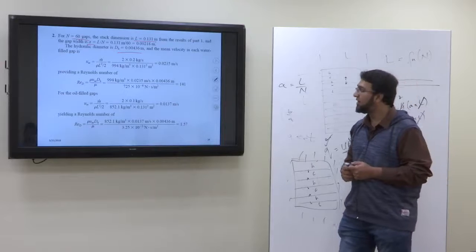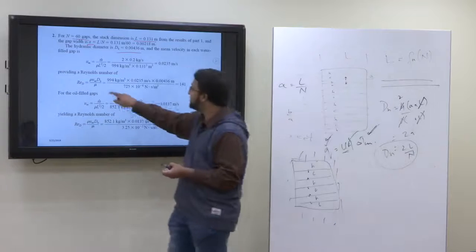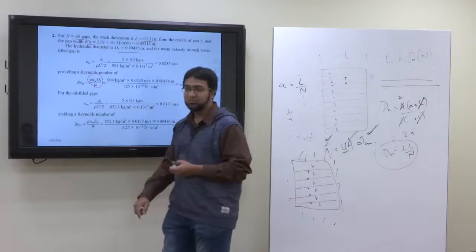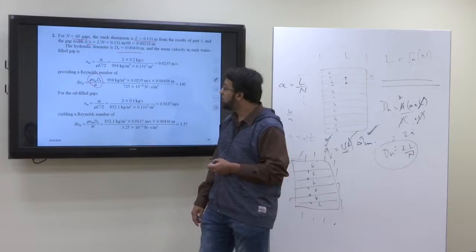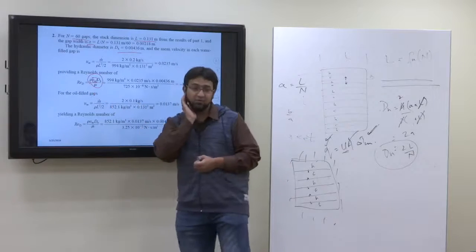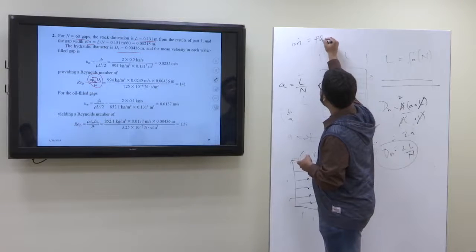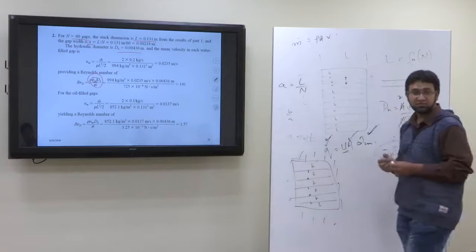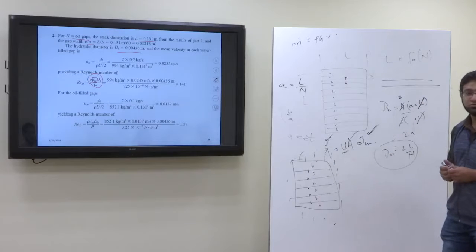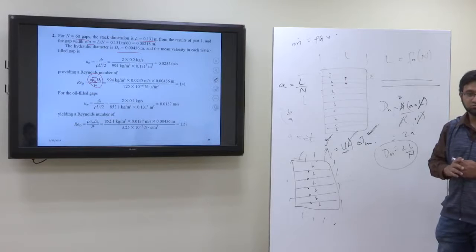Now Reynolds number is basically what? Reynolds number is rho V d upon mu, right? But velocity, how to find velocity? For finding velocity, we have to use m dot equals rho A v. That's the equation that we have to use to find the velocity, because we know m dot.